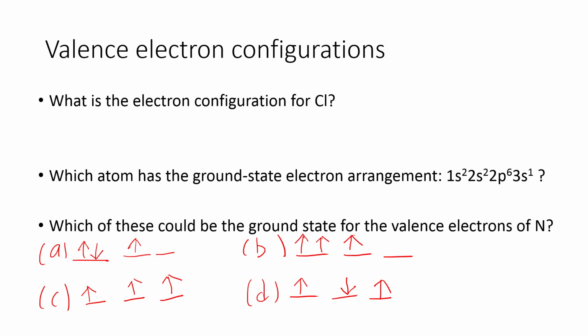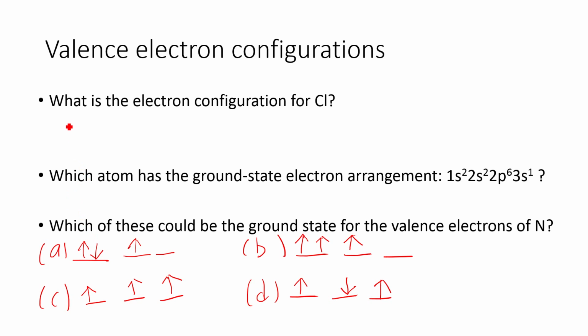Now, why don't you try a couple of these on the valence electron configurations? So first, we'll try one where we have to actually come up with an electron configuration. So, what is the electron configuration for chlorine?